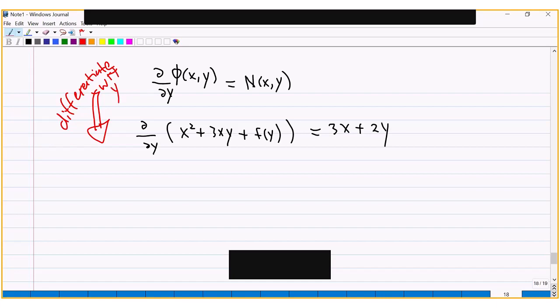So what do you get now? You differentiate with respect to y. x is constant now, so x squared gives 0. 3xy gives 3x, and then you get f prime of y. And on the right hand side is 3x plus 2y. So from here you can calculate. You find out this 3x and this 3x cancel. So f prime of y.